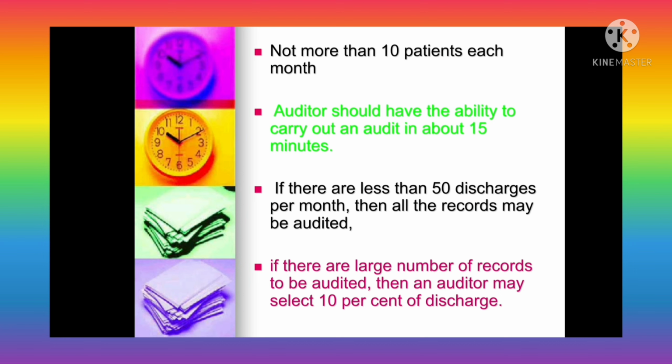Auditor should have the ability to carry out an audit in about 15 minutes, and if there are less than 50 discharges per month, then all the records may be audited, not more than 10 patients each month, and if there are a large number of records to be audited, then an auditor may select 10% of the discharges.